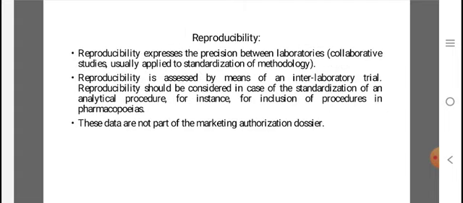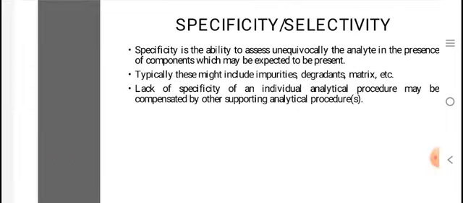Reproducibility. Reproducibility expresses the precision between laboratories. Collaborative studies are usually applied to standardization of methodology. Reproducibility is assessed by means of an interlaboratory trial. Reproducibility should be considered in case of the standardization of an analytical procedure, for instance, for inclusion of procedures in pharmacopoeias. These data are not part of the marketing authorization dossier.